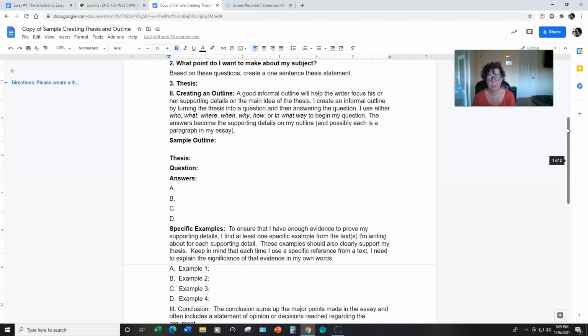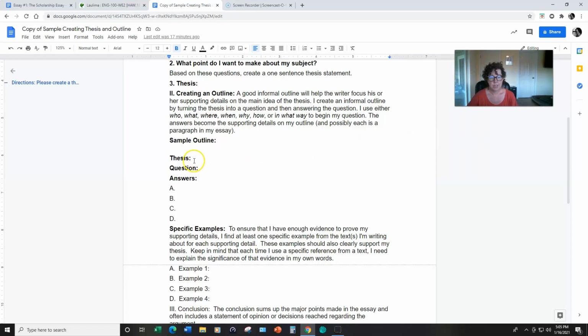After you come up with your thesis, and of course, your thesis is tentative at this point, which means it can change depending on where you go later when you write your first draft. But this assignment really is meant to get your ideas down on paper in an organized way so that when you go to the next step, which is to write your first draft, you have something really solid to work from.